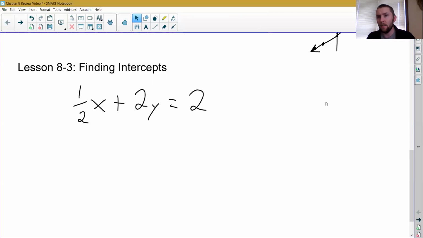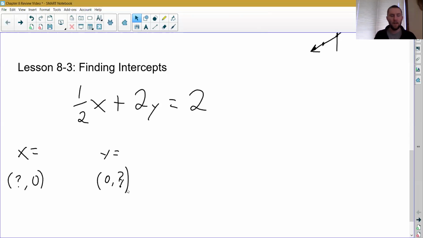Now, some of you, it looked like, sort of discovered the coordinate point way to write those, right? So the x-intercept, x equals whatever, we would write as some number, comma, 0 on the y. And then the y-intercept, we would write as 0 for x, comma, whatever the y value is. Okay, so it's okay to do that as well.